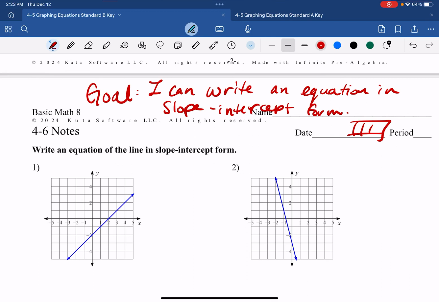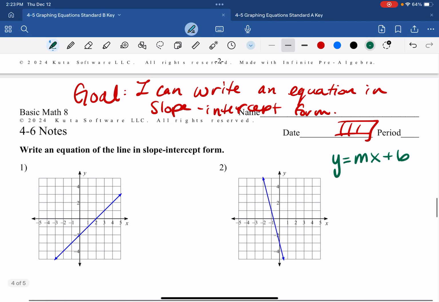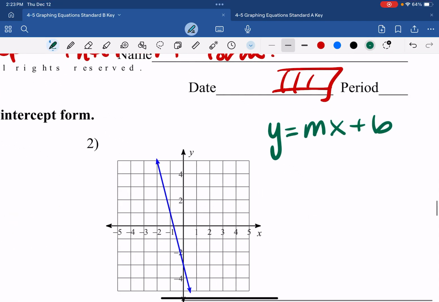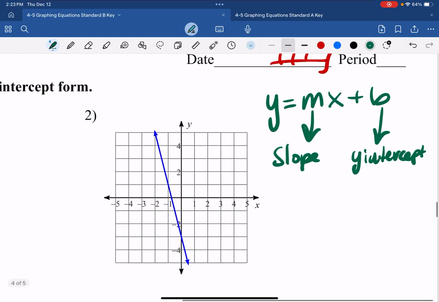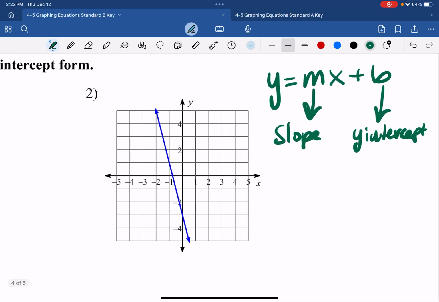Okay, in this lesson we're going to talk about how to write an equation in slope-intercept form. If you remember from what we've been doing, slope-intercept form is y equals mx plus b. So we need two things to be able to write the equation. We need a slope and we need a y-intercept. Once you have identified both of those, you just write the equation.